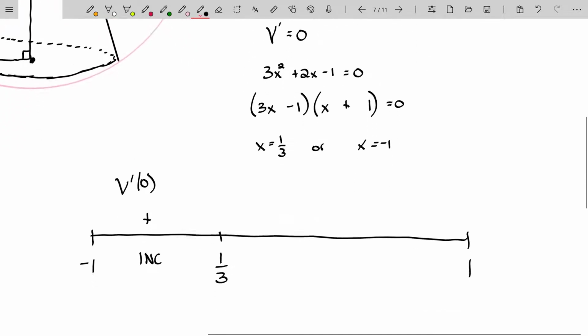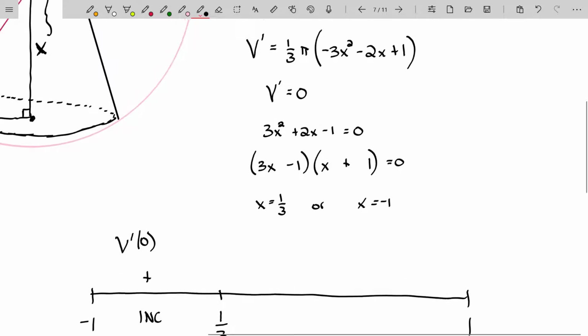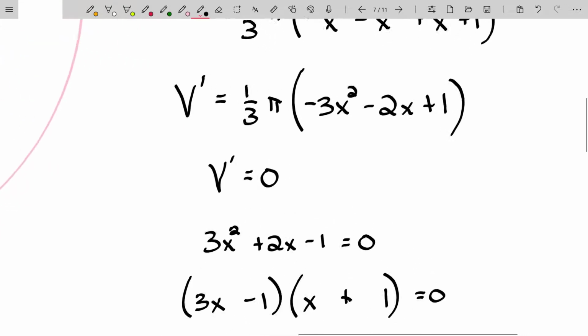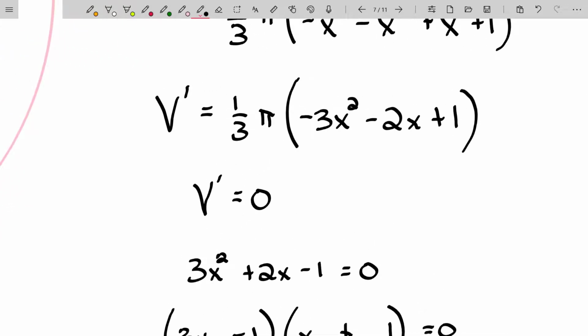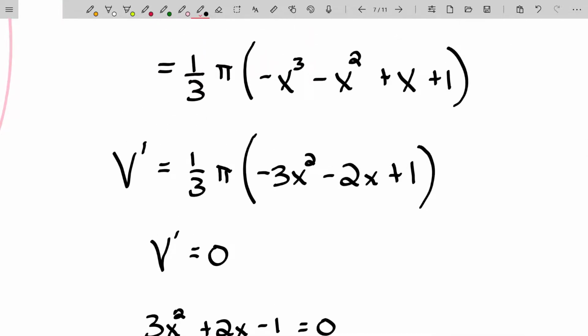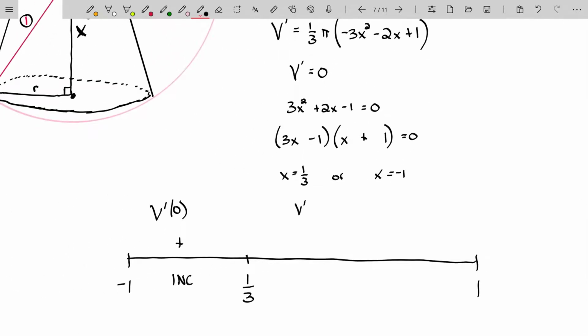And then if you plug in a number beyond 1/3, but less than 1, so try, I don't care, 2/3. Actually, technically, you could plug in 1 if you wanted to, but I'm not going to. Plug in 2/3, and all I need to know is whether it is positive or negative. So v prime at 2/3 is going to be 1/3 pi times -3 4/9 minus 2 2/3 plus 1.